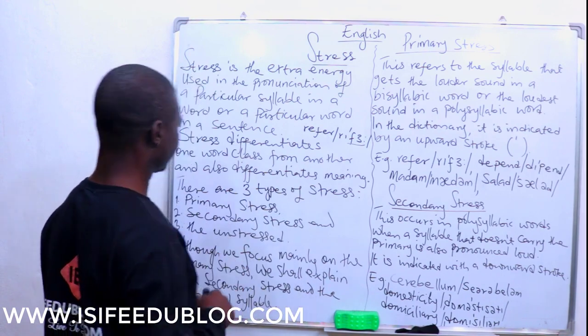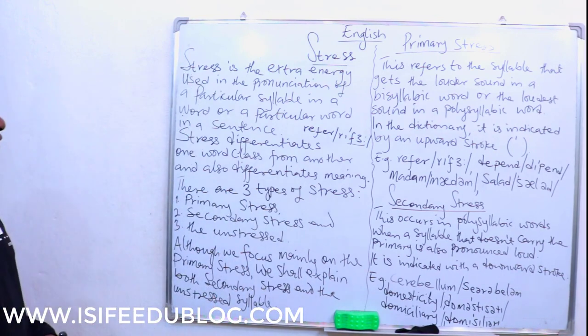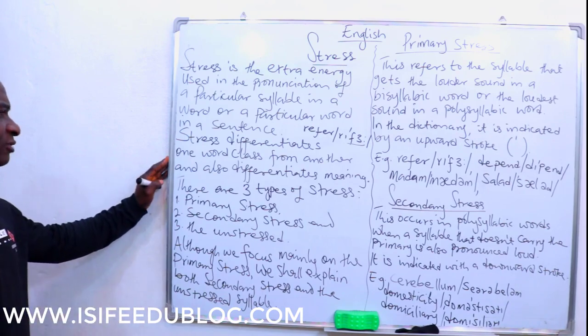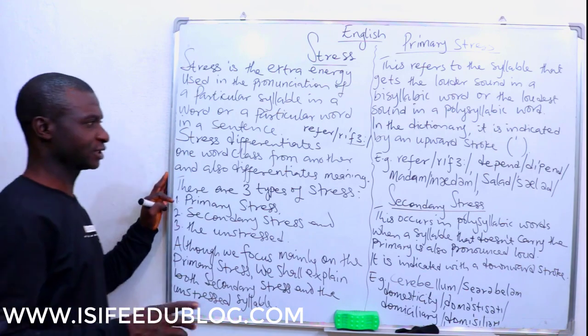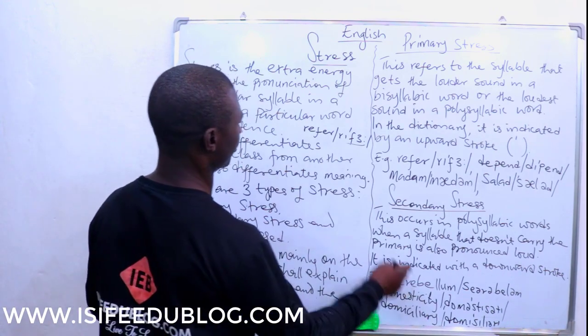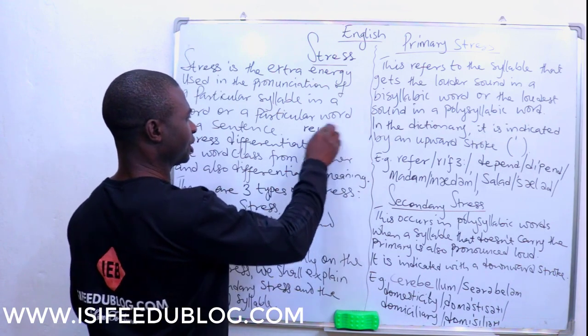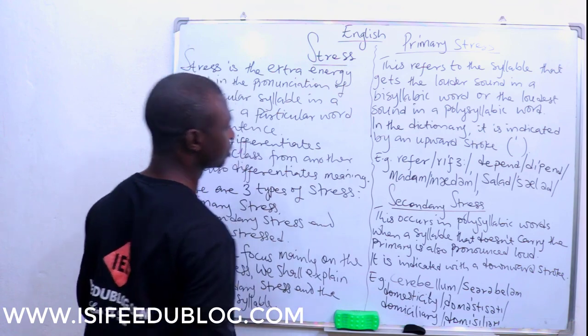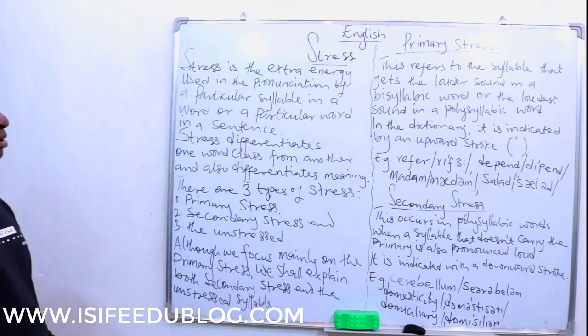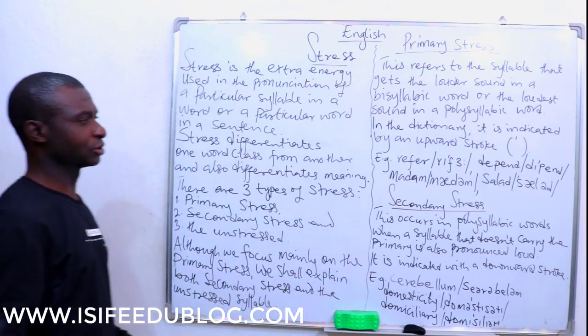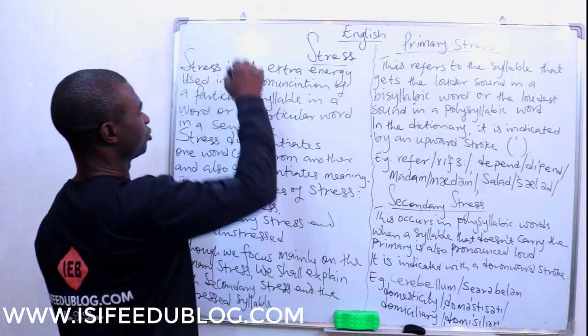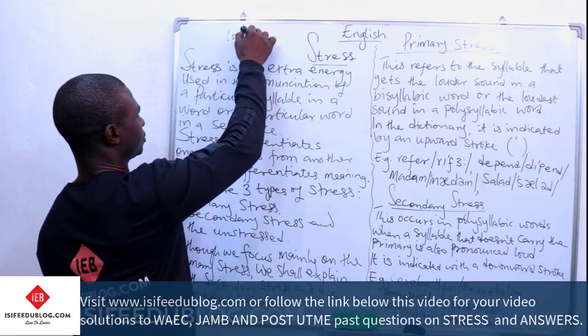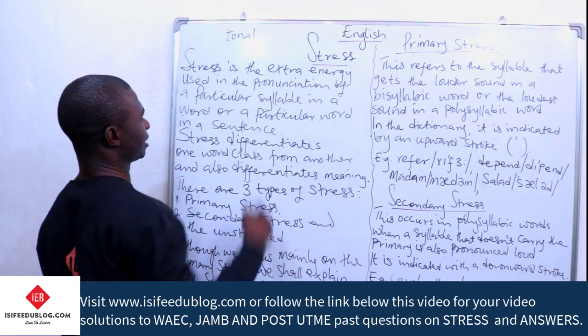Now, stress differentiates one word class from another and also differentiates meaning. This is important. The English language is a stress-timed language. The Igbo language is said to be tonal. Likewise, the Yoruba language.